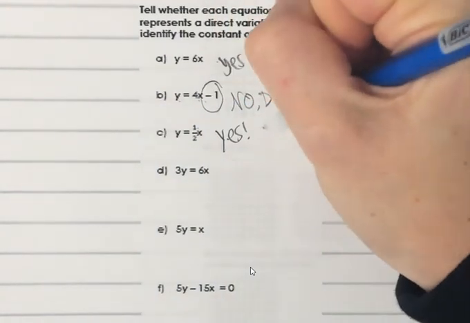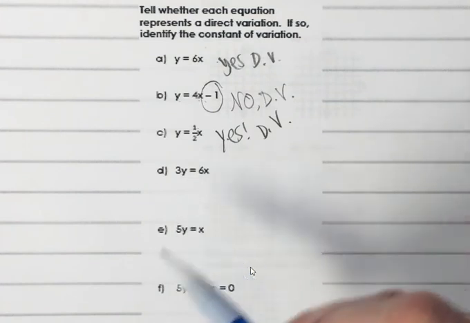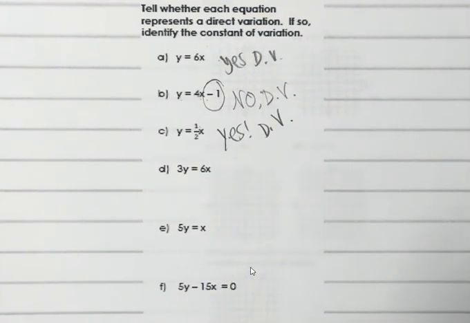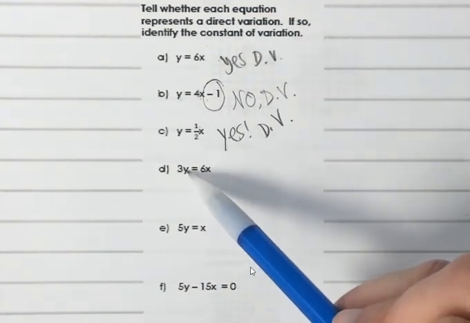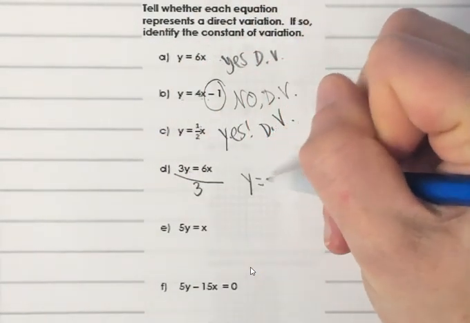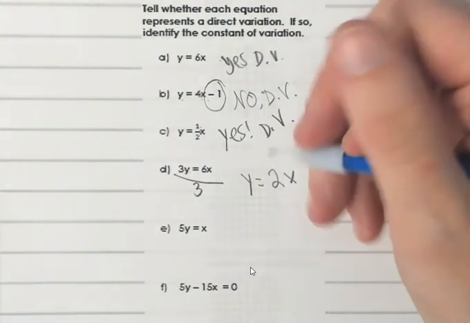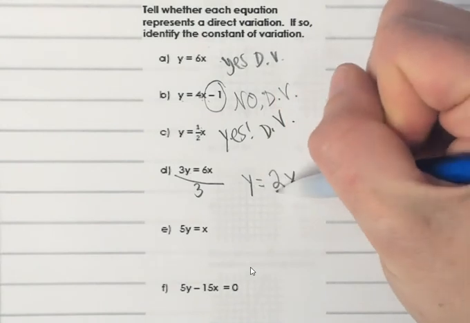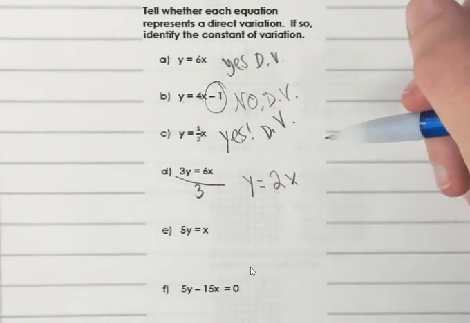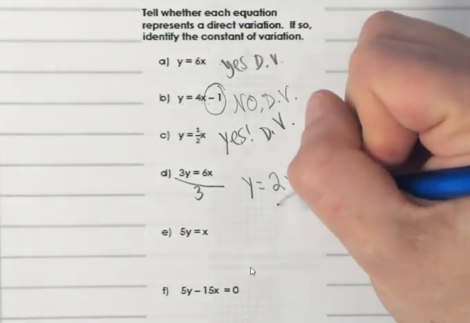Direct variation. And this one, like I said, we don't have y by itself, so we need to solve for y. To isolate the y, we got to divide everything by 3. That would turn into y equals 6x divided by 3, which is 2x. And now we can tell, yes, this has a slope of 2, which is the same thing as our k, and the y-intercept is 0, so this is a yes.